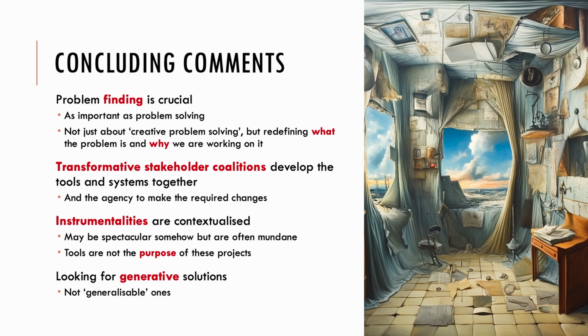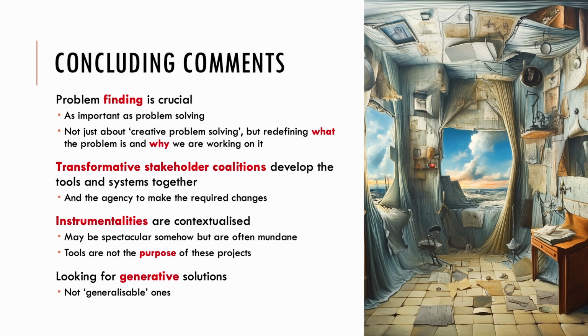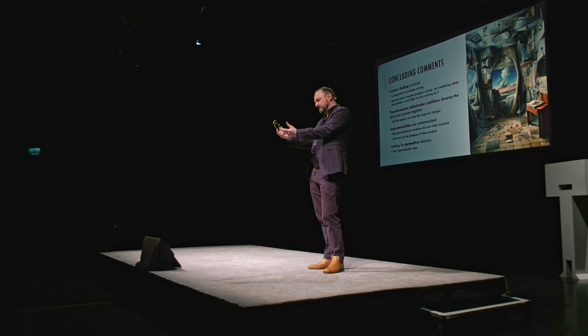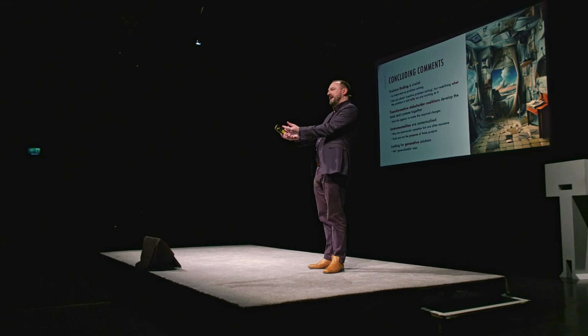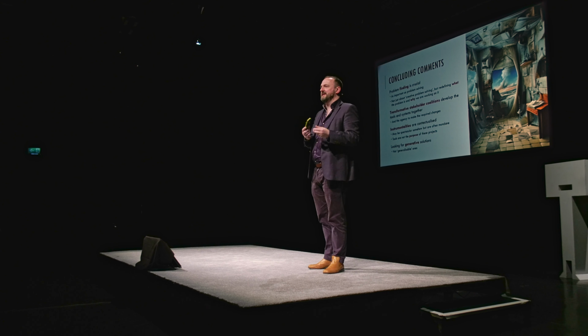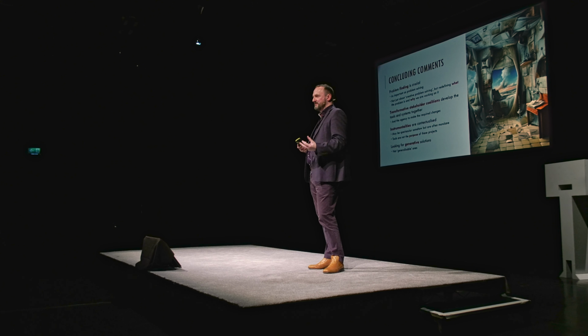The crucial comments are, actually finding the problem is crucial. Problem finding is at least as important as problem solving, and that's at least as important in terms of creativity and agency. Having agency on problem finding involves saying no sometimes, not just finding a cute solution to something. It involves transformative coalitions of stakeholders. They develop the tools and the activity systems together, and they develop the agency to really make the change happen afterwards. And it's going through the process that develops that agency.